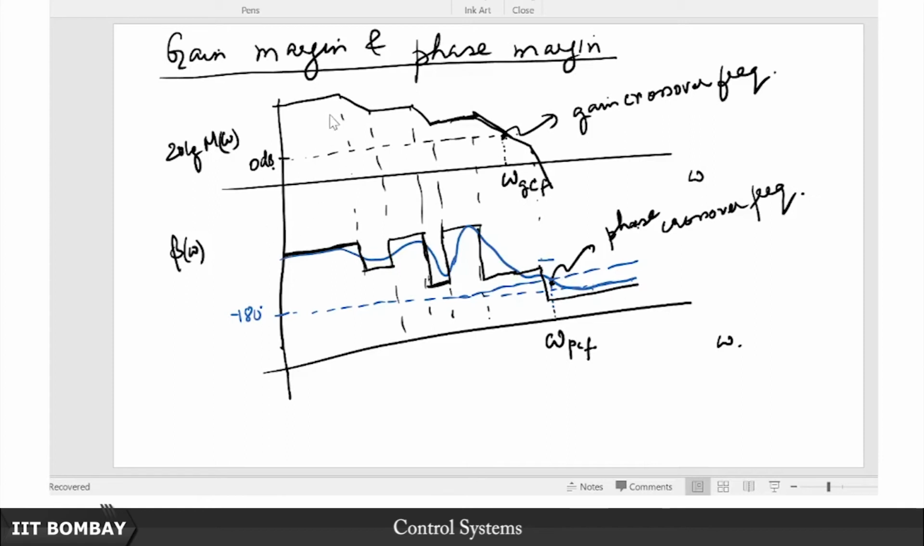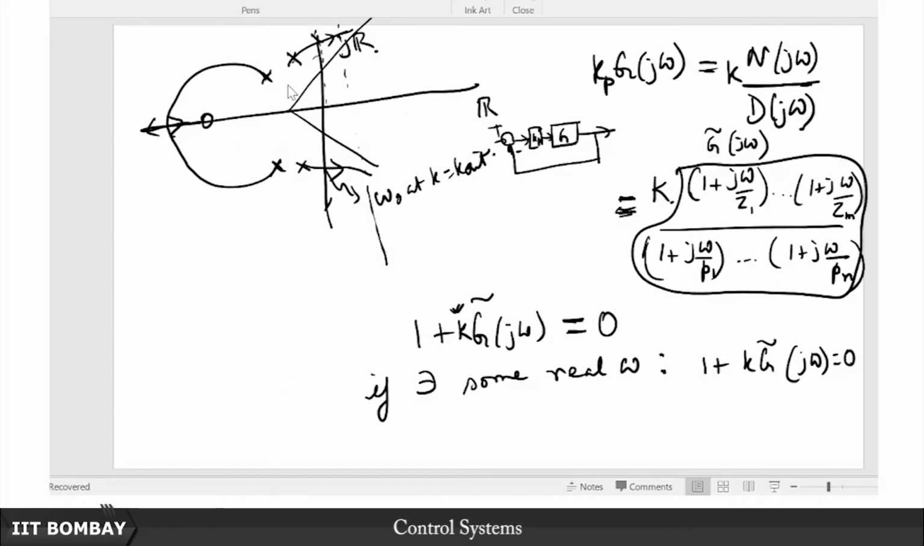Yeah, what happens to this system's magnitude function if you increase k? Yeah, so from root locus we have seen that if we increase k, the closed loop poles migrate to the right. That is one understanding. But from the Bode plot, if you increase Kp, you see this overall k will increase.